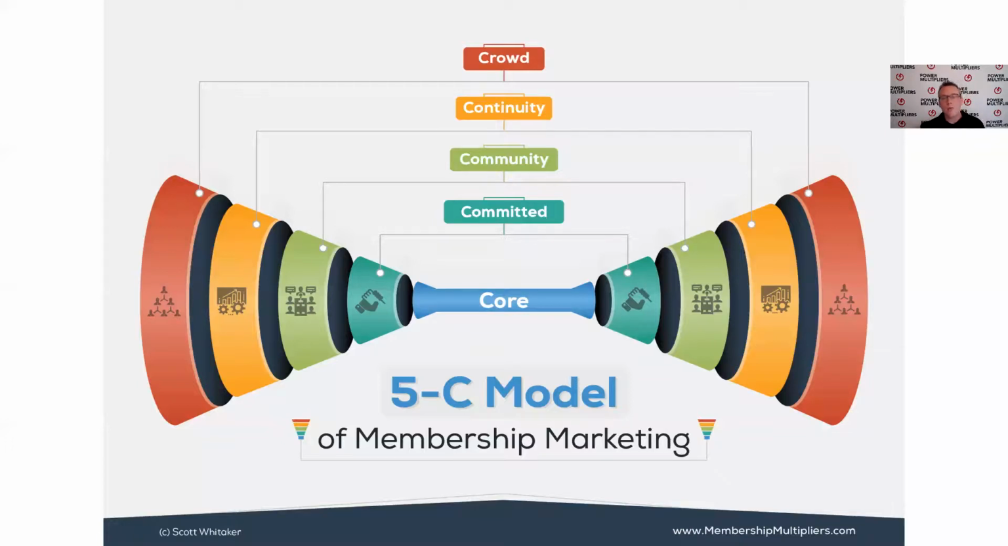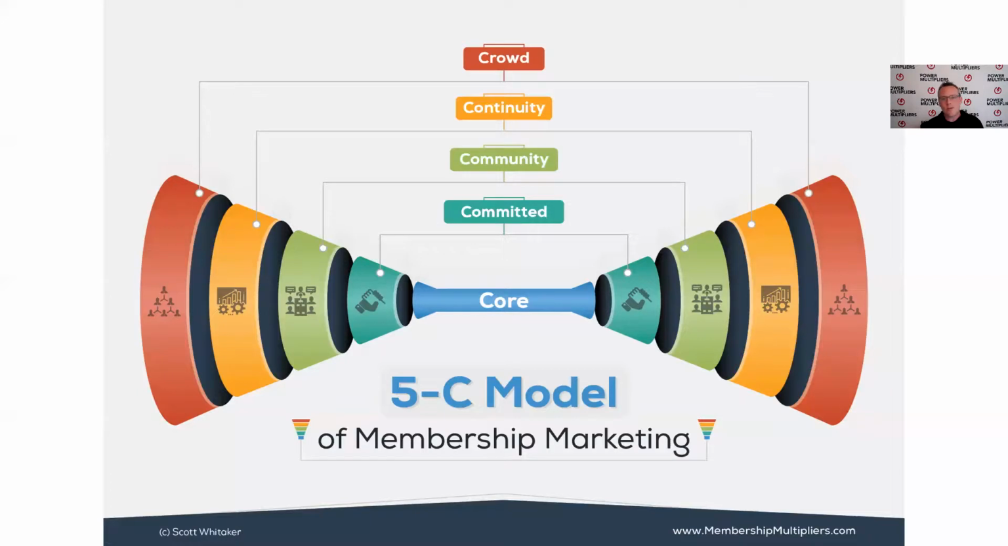If I was to ask you, for those of you who have been around for quite a while with your memberships, who was in the core of your membership 3 years ago? Where are they now? You may have seen that those people who were at the core of your membership 3 years ago have now moved back out into your community. That's why, as part of this diagram, there are both sides. You have crowd on both sides, continuity on both sides, community on both sides, committed and core, because people will come in one side and go out the other. Now, our goal is to keep people somewhere between continuity and core.